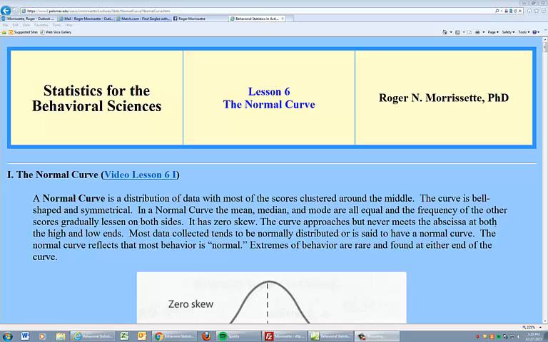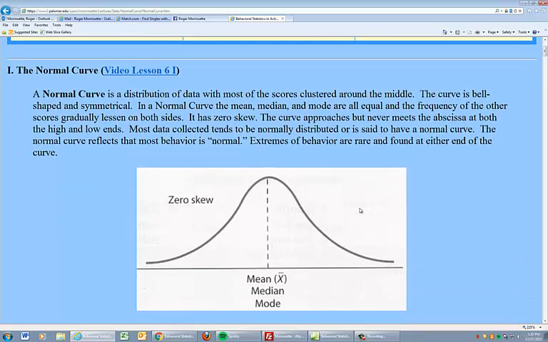Lesson 6 is called the normal curve. You might know it as the bell-shaped curve. That's what some people call it. It's a normal distribution. It's symmetrical on both sides, and it's how most data is represented. In the normal curve, the mean, the median, and the mode are all the exact same thing.